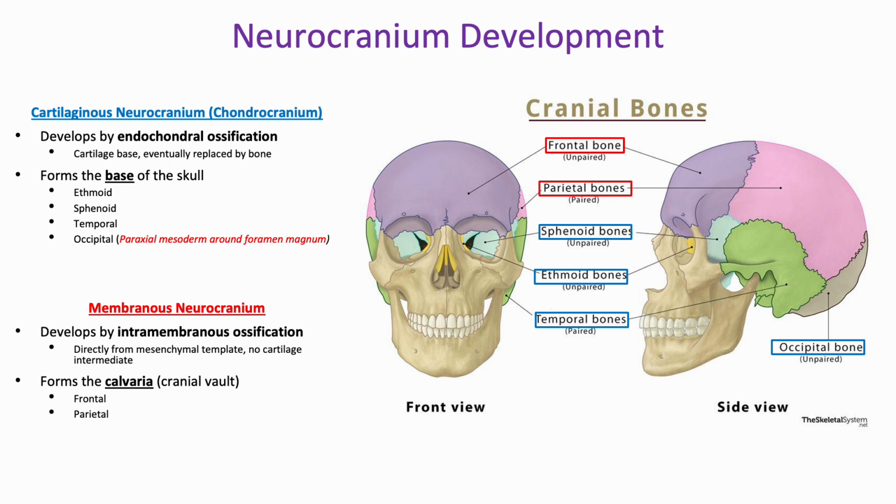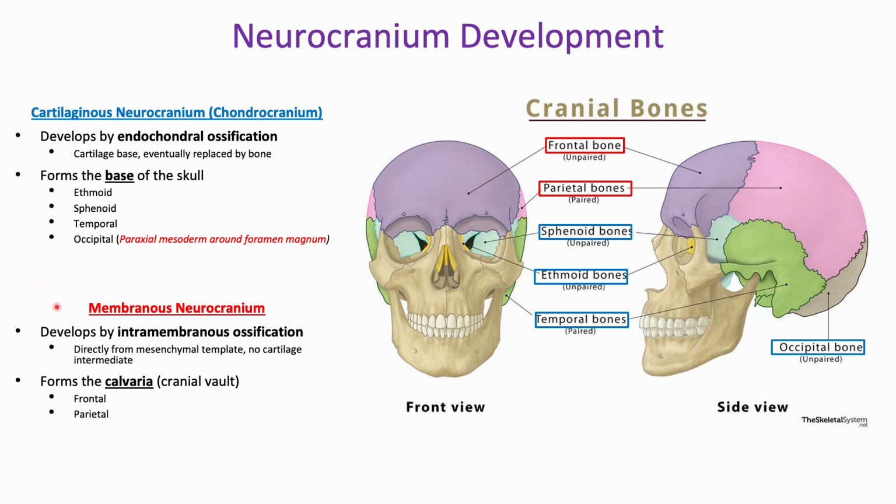So thinking about your neurocranium, we mentioned that the neurocranium refers to all of the bones that are surrounding the brain. We're going to break this down into two components: the cartilaginous neurocranium and the membranous neurocranium. The reason for this is because the cartilaginous neurocranium is going to develop via endochondral ossification. If we remember what endochondral ossification means, that means that we form a cartilage base that will eventually be replaced by bone.